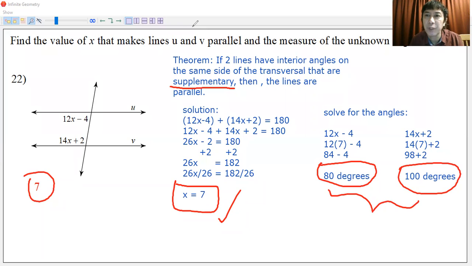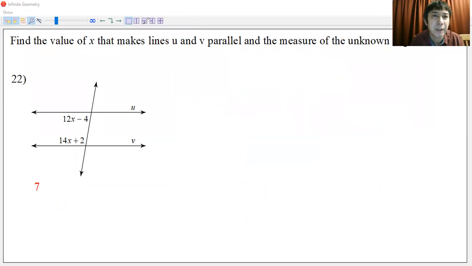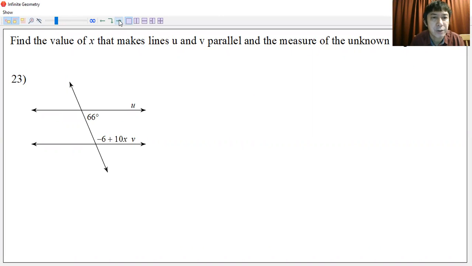Let's continue now with 23. Here's the next. We have here what type of angle pair? One over here, that's interior. This is also another interior. And they are both on one side of the transversal. They are both interior on the same side.